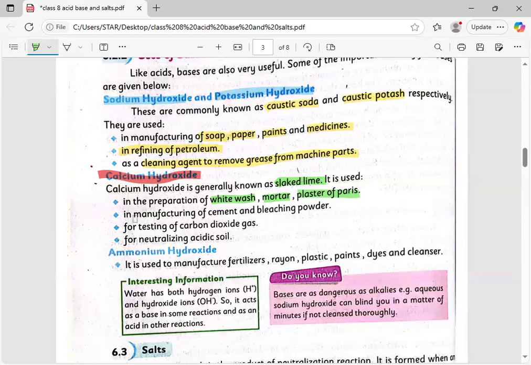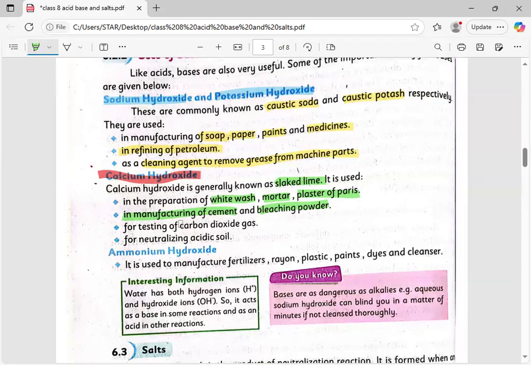In the manufacturing of cement and bleaching powder, gypsum is the key component of cement, and gypsum contains calcium hydroxide and calcium salt. Bleaching powder is also a key component containing calcium hydroxide.